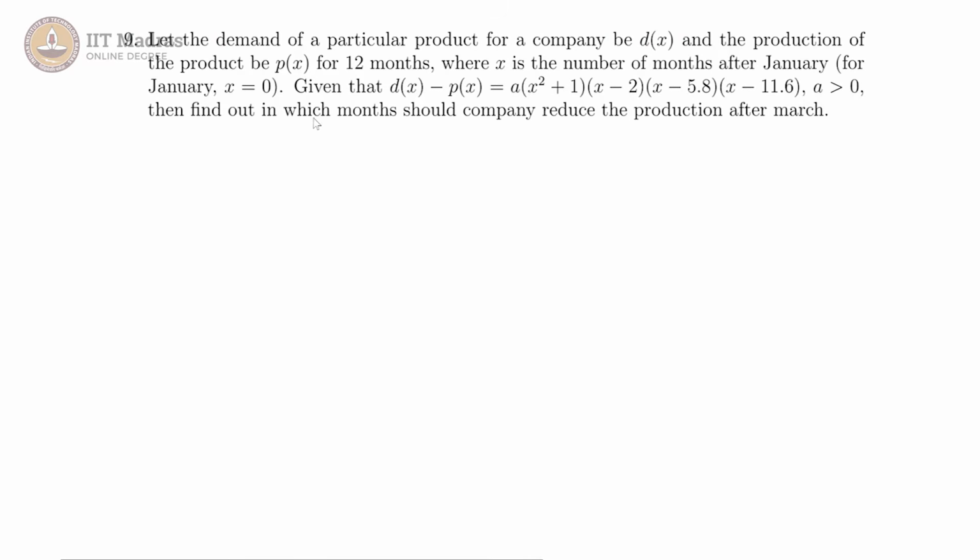For our last question, there's a company making a particular product, and the demand for the product is D of X. The production of the same product is P of X for 12 months, where X is the number of months after January. For January, we're taking X equal to 0. And then they have given us D of X minus P of X as a polynomial.